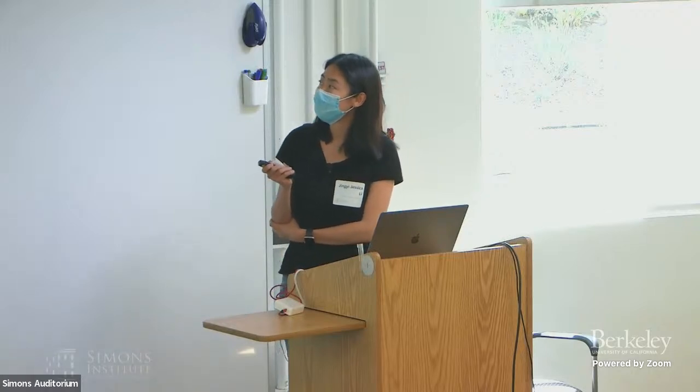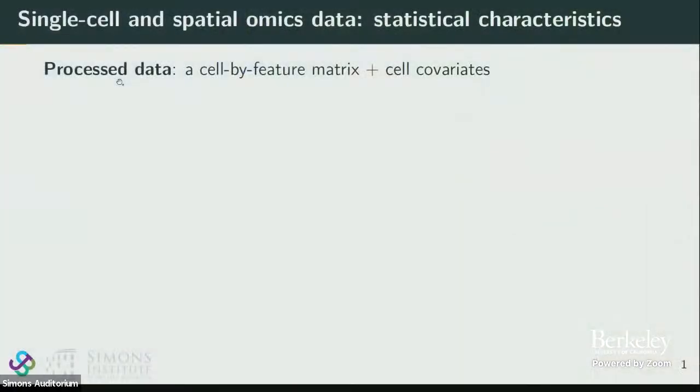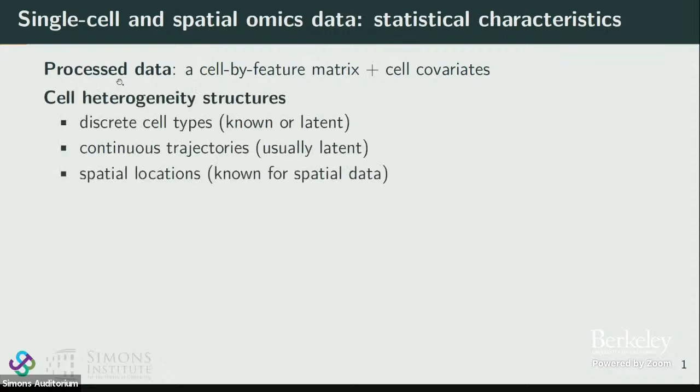So first of all, let me briefly introduce a common structure of single cell spatial omics data from a statistical modeling perspective. The processed data will be a cell by feature matrix. And by cell, I mean broadly, it could be a spot in spatial omics, which may be considered multiple cells jointly. But here I will just refer to it by a cell. And also a covariate matrix where the rows are cells, but we have multiple covariates to describe every cell. I will give some examples.